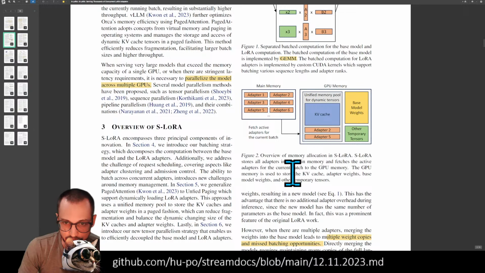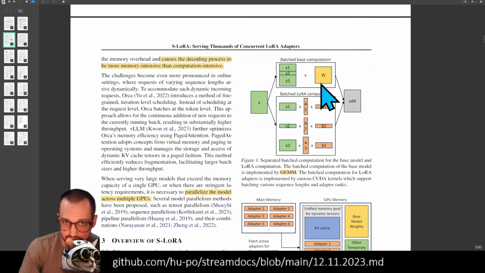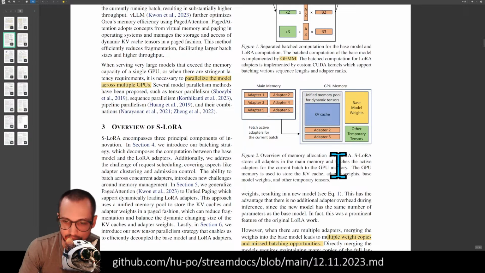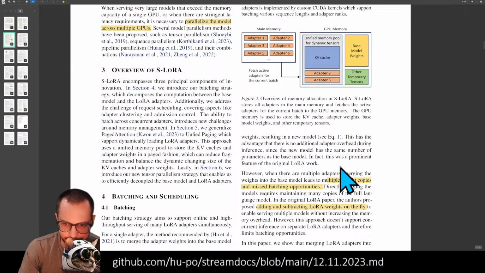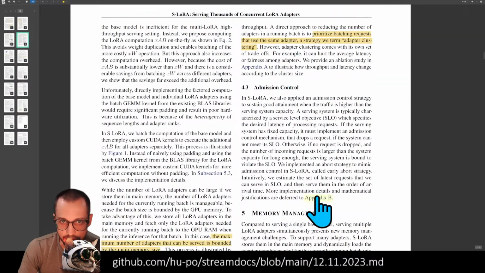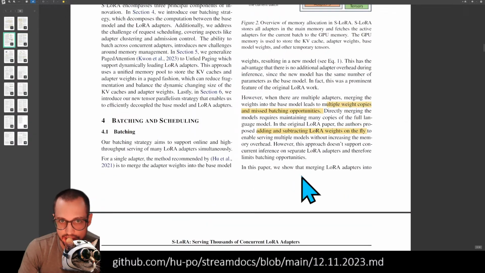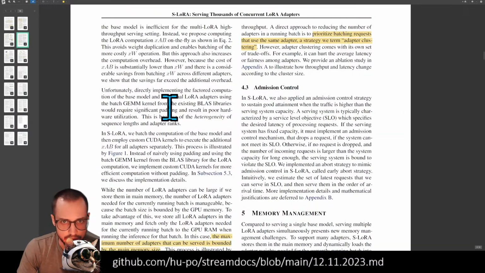The GPU memory is used to store the KV cache, adapter weights, base model weights, and other temporary tensors. So here's your KV cache, here's your adapter. You can see how on the GPU memory you have the KV cache, which is actually a big block, and then you have these different adapters, and S-LoRA is going to be clever about how it fetches these adapters. And then you have, of course, your base model weights, which are the W's here, and then any other temporary tensors that you might have. Okay. Let's keep going here then.